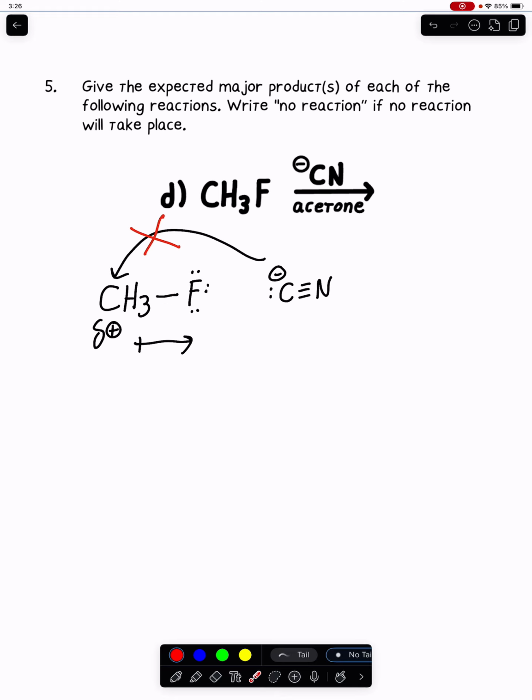So remember, carbon can only have 4 things bonded to it. And if that cyanide group is going to come in there and add to that carbon, something has to leave. It's not going to be that fluorine, and it's definitely not going to be a hydrogen. So no reaction in this example because fluorine is a bad leaving group.